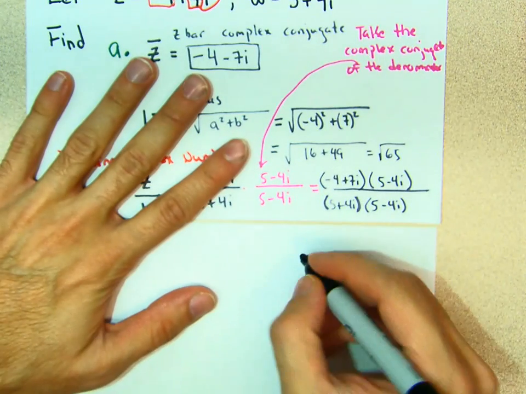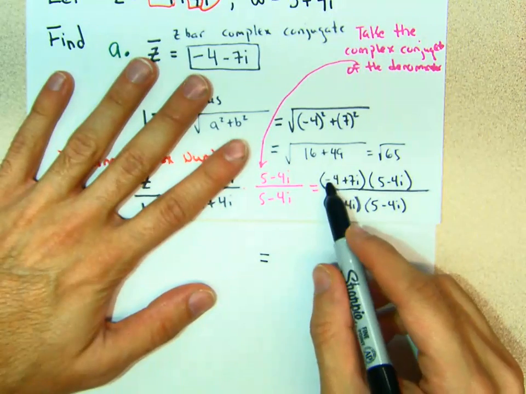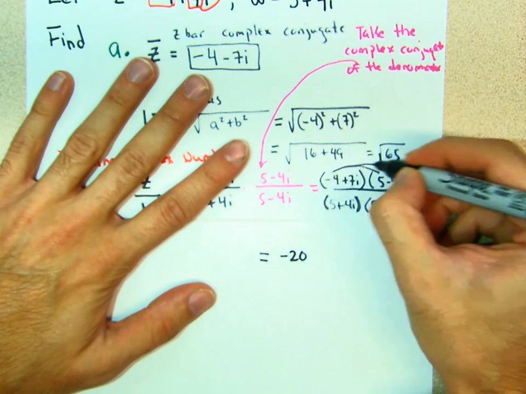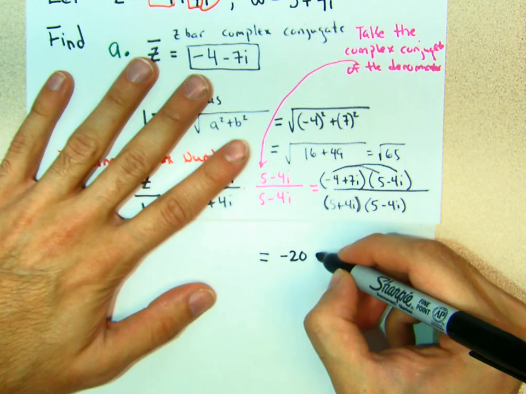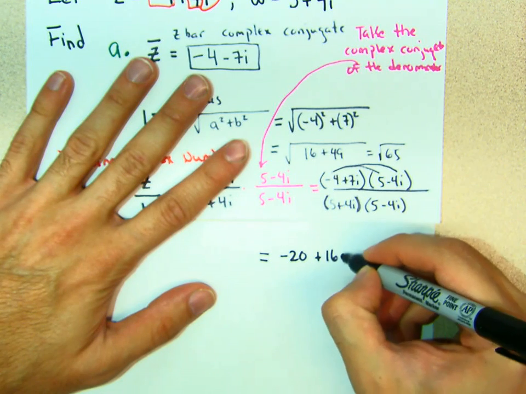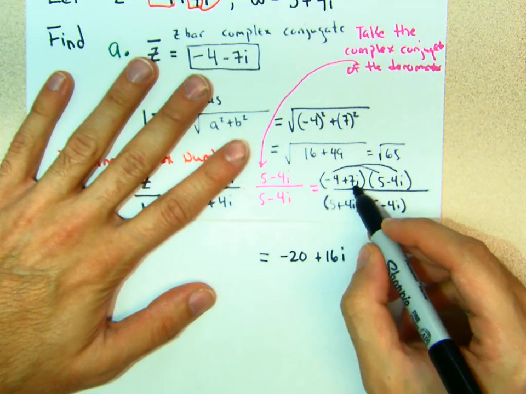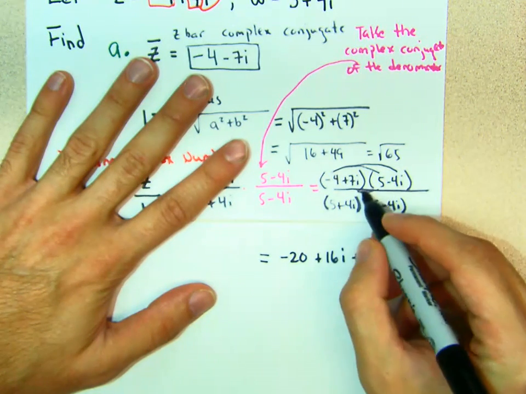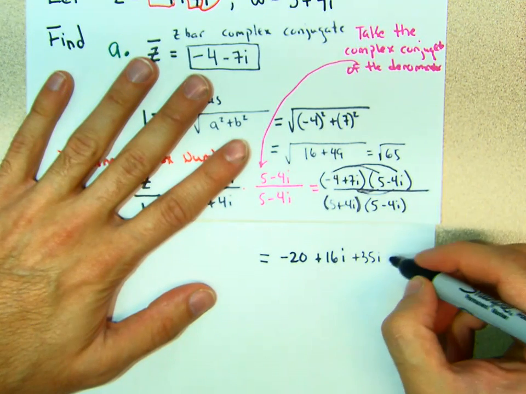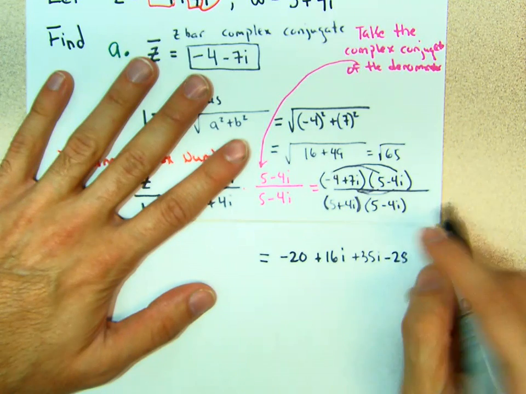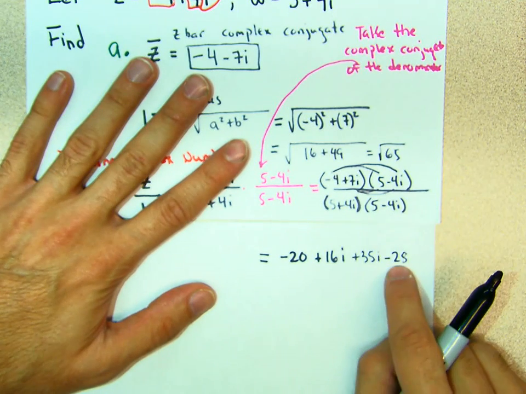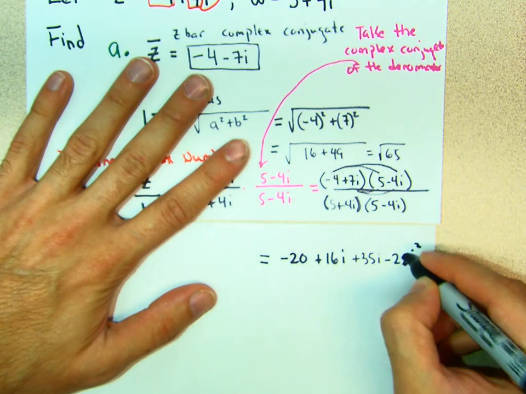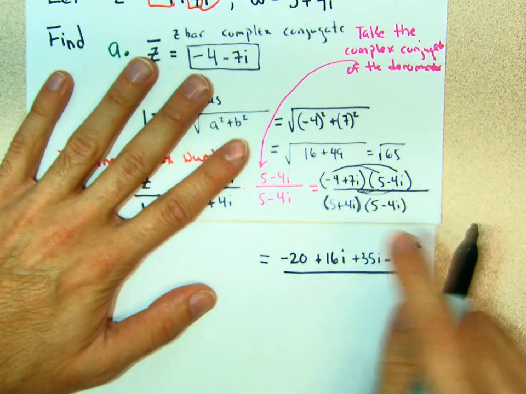This simply is equal to negative 4 times 5, which is negative 20. Negative 4 times negative 4i is plus 16i. 7i times 5 is 35i. And then 7i times negative 4i is negative 28. 7 times the negative 4 is negative 28. i times i is i squared. Okay? And then we just do the bottom here.